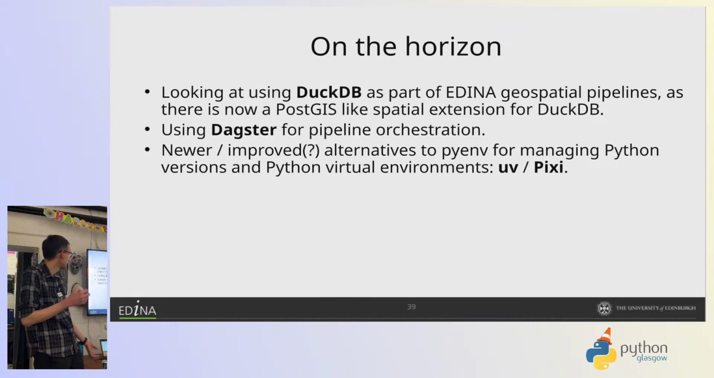And so, to end the talk, which I think is about half an hour, some of the things we're looking towards at EDINA: using DuckDB as part of our operations, because we use Postgres, and there's now a spatial extension for DuckDB that lets you do the same sort of things as you can do in PostGIS. I'm looking at using Dagster, because I tried to use Airflow before. And I'm trying to look at alternatives to Pyenv. UV comes up quite a lot. I've also heard of a thing called Pixi, which came up at a geospatial conference, which I don't know much about.